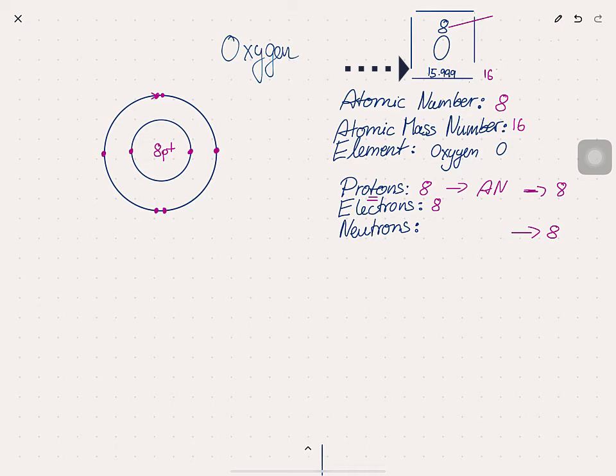However, the 15.99 is the average mass, or the average atomic mass of all the oxygens. So there must be some oxygens that have 1 neutron less than 8. Because we know that the number of protons is the atomic number. And the number of protons in oxygen is always 8. However, the number of neutrons can vary. Most of the oxygens have 8 neutrons, but some of them might have less.